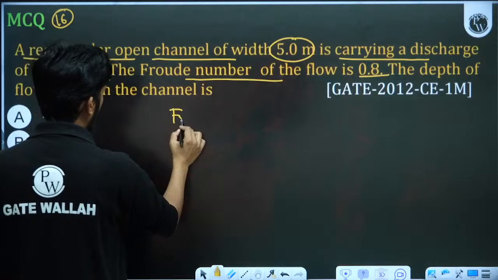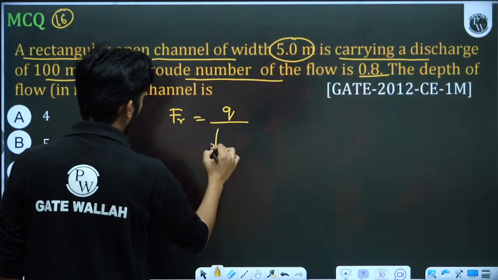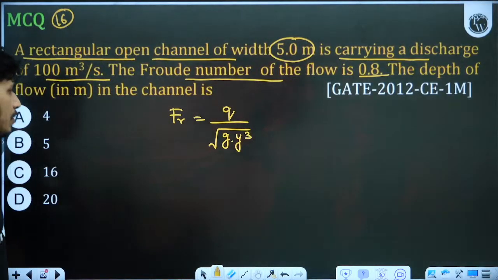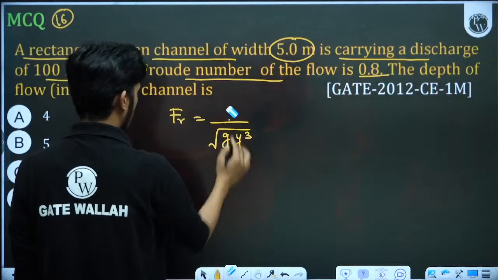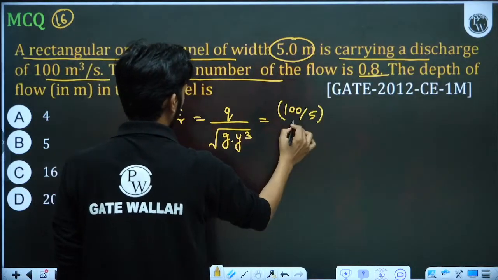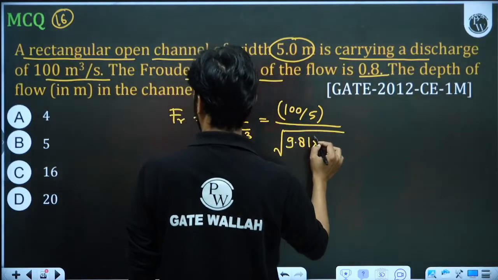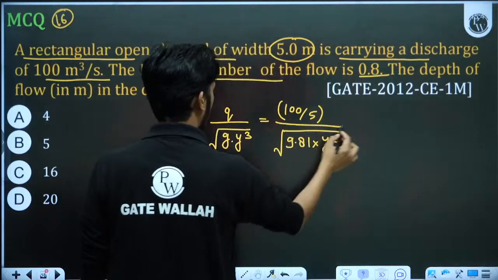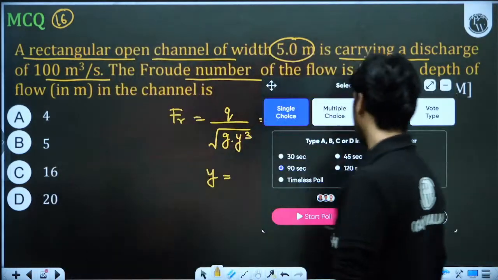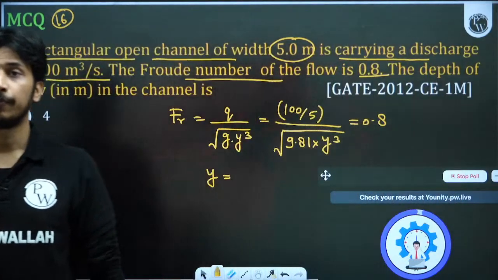You know that the formula of Froude number is equal to Q upon root of g y cube, where Q is the discharge per unit width. So we can apply this formula. Discharge is given, so we write 100 upon width 5, this is the q value, upon under root of g y cube, g is 9.81 into y cube, where y you have to calculate, and this value of Froude number is 0.8. So from here we will calculate the value of y. I'm creating the poll for you. Please solve this quickly and give me the answer.